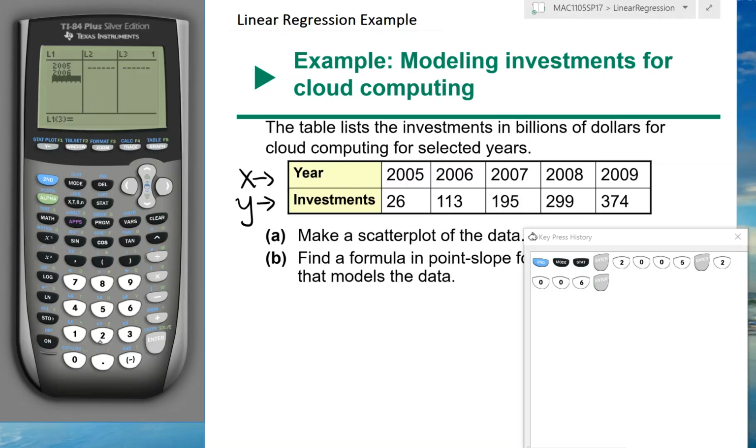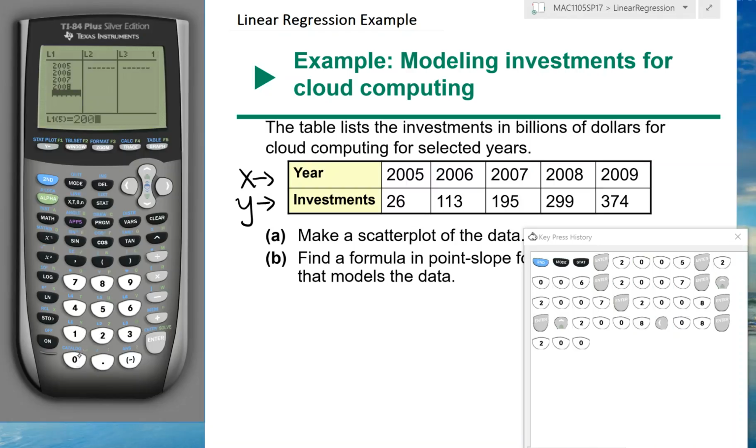2006, 2007, not 207, so I'll just go up and put in the right one, 2008. And then the last entry for the X variable, 2009. Once you're done with the X variable, you move to the right and you input the Y variable.